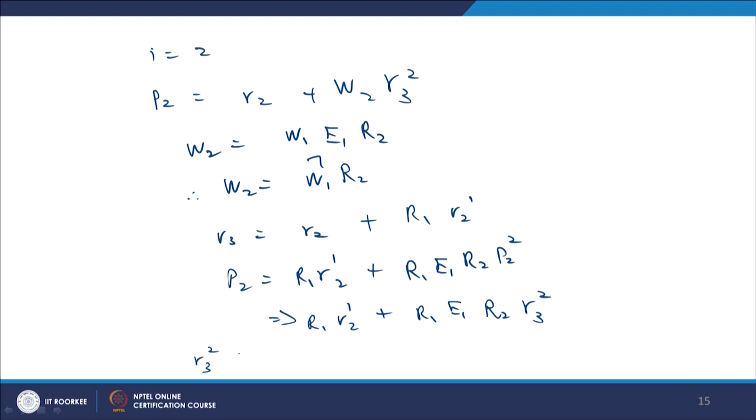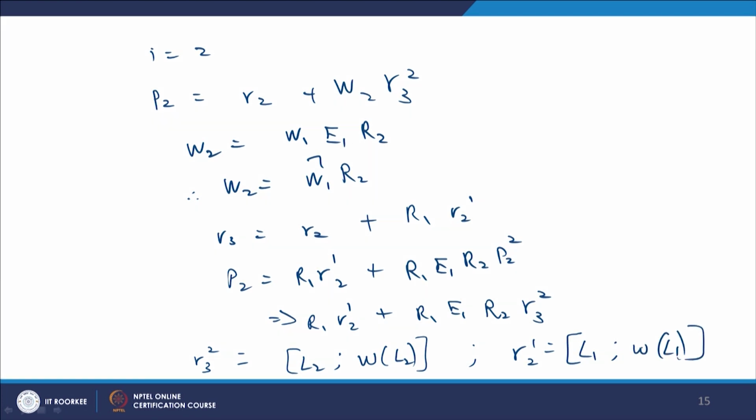R_3 defined in 2 is given by L_2 W of L_2, that is at this x, say x equal to the end of the link length L_2, the deflection is W of L_2. Similarly, R_2 defined in 1 is given by L_1 W of L_1. Thus, finally, we have the position vectors.